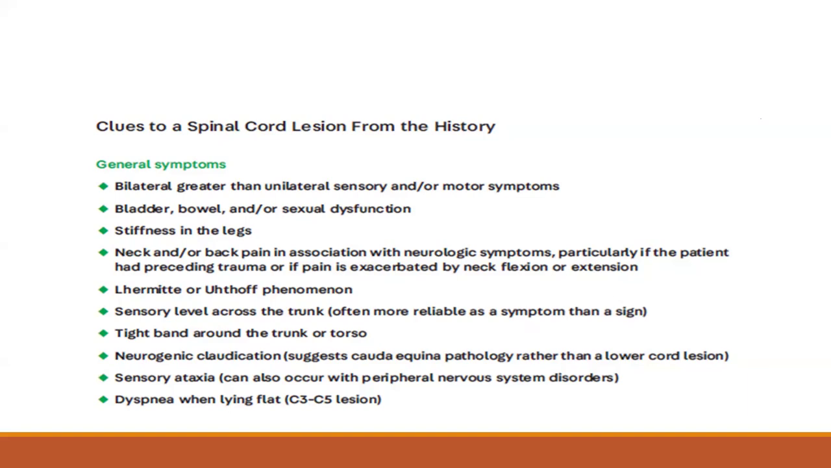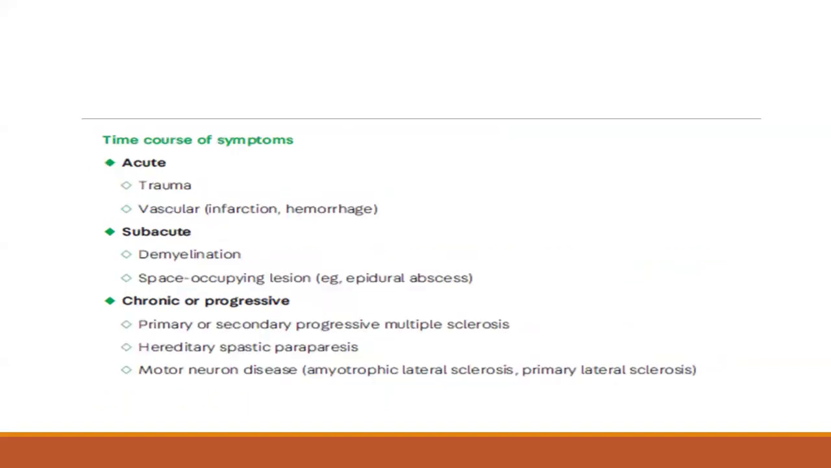And dyspnea when lying flat, especially in C3 to C5 lesions. So coming to time course of symptoms, again acute, subacute and chronic. So acute, it is traumatic and vascular. Traumatic goes to compressive, so we'll not talk much about it.